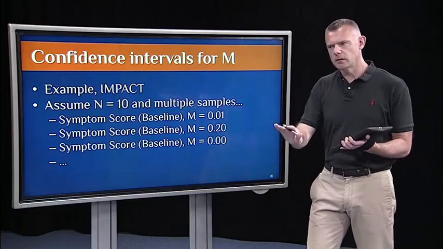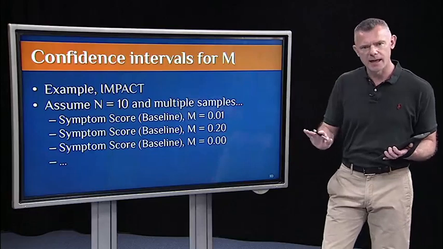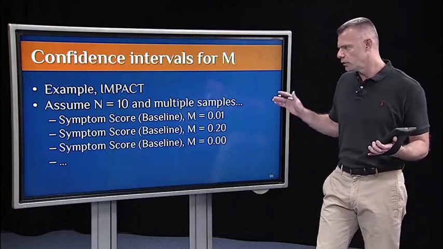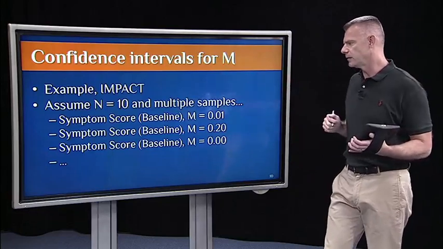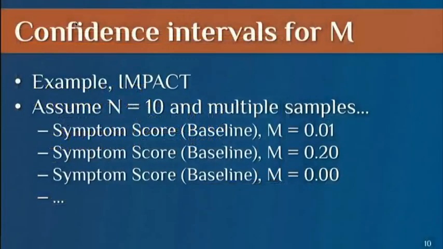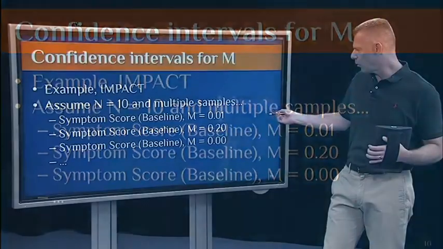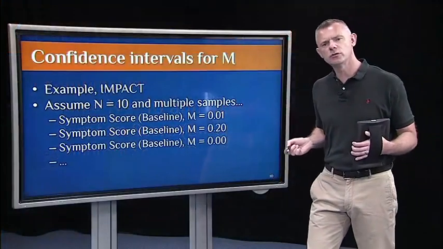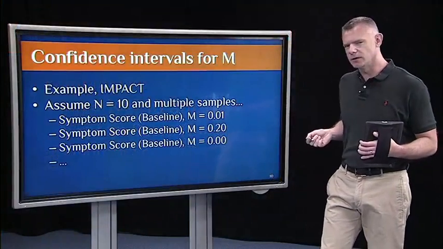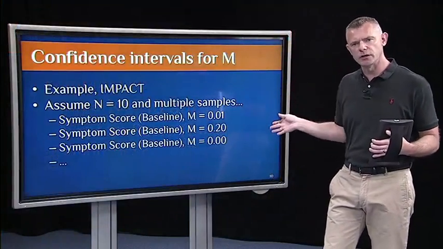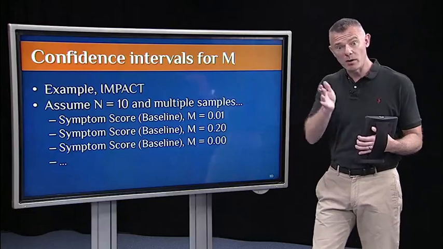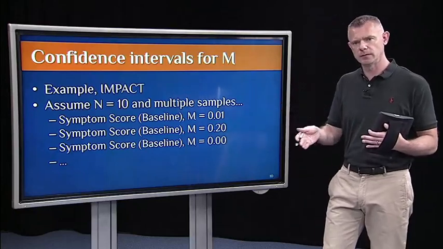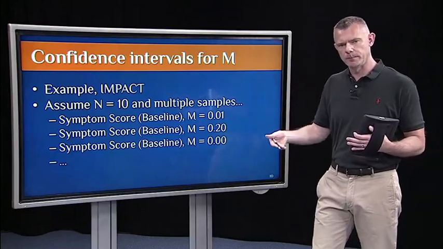Now let's decrease the sample size to 10 and do it again. So now I decrease the sample size to 10. I get symptom score at baseline. Again, the mean is going to be near 0 because these athletes are healthy. But notice I got 0.01. I got a 0.2 in there and a 0.00. So now there's more fluctuation in my point estimates, in my sample means, as I do that over and over again.